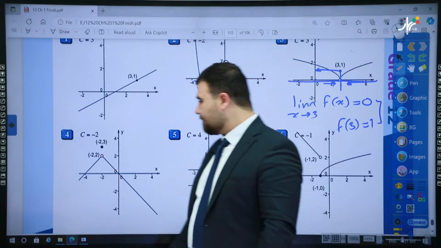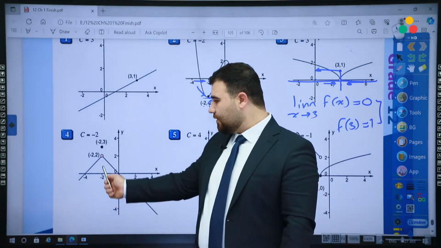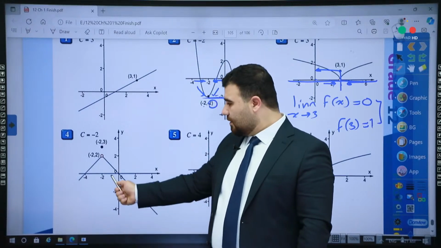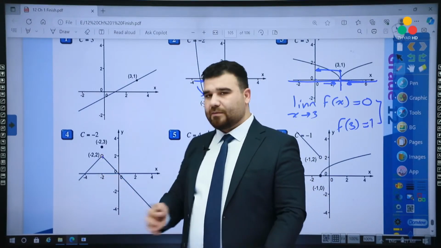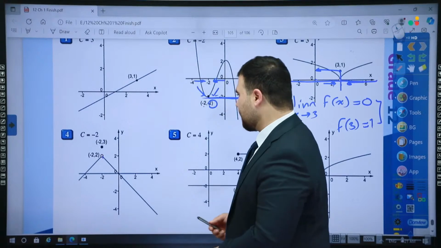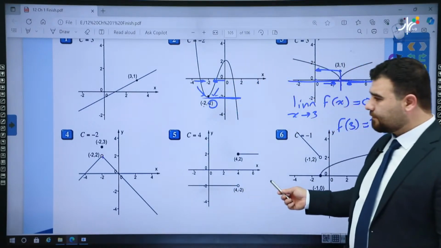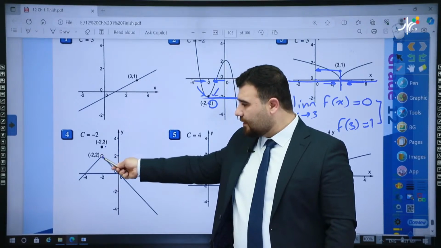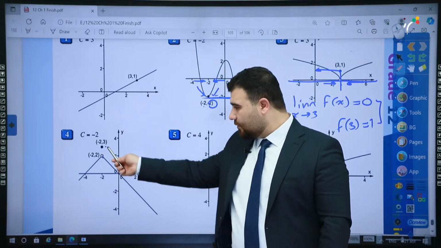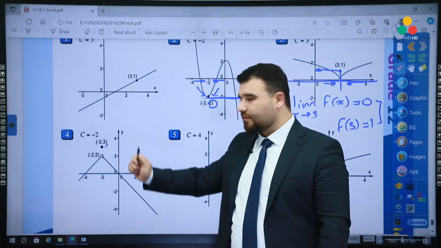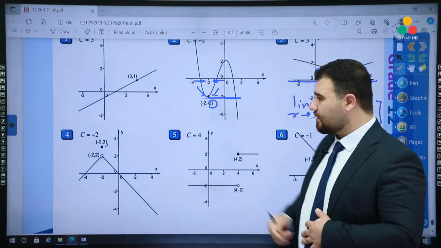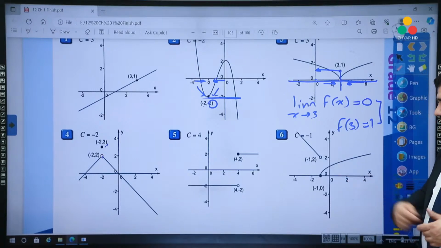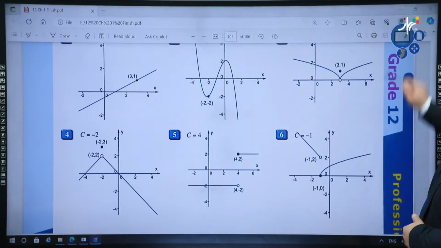This one, the function is not continuous at this point when x is negative 2. It's not continuous, although the limit exists. And the reason is the value and the limit are not equal. The limit will be 2. The value is 3. It's given. Then 2 is not equal to 3. It's not continuous. This one, the graph is broken. It's directly not continuous. And this one, directly not continuous.